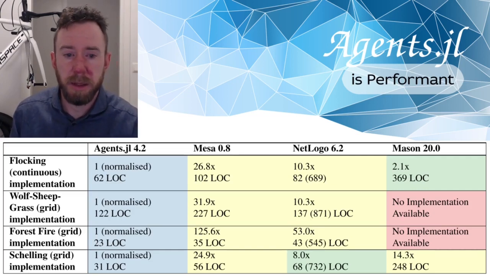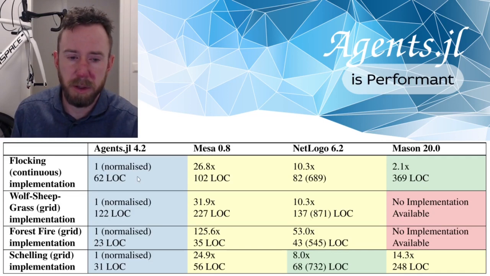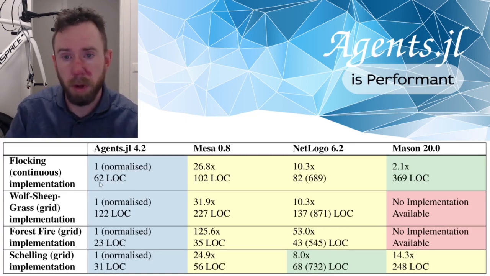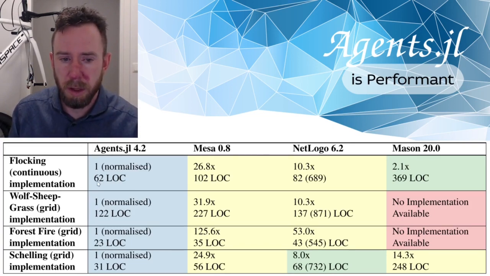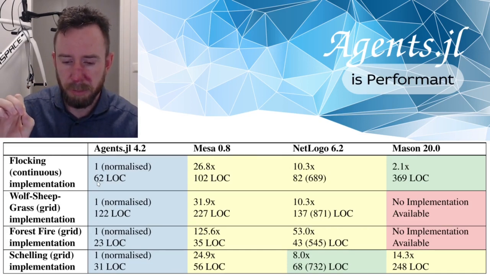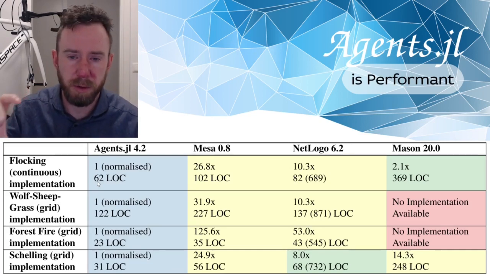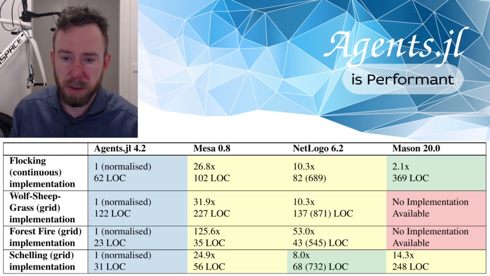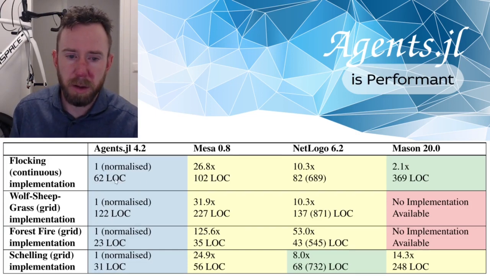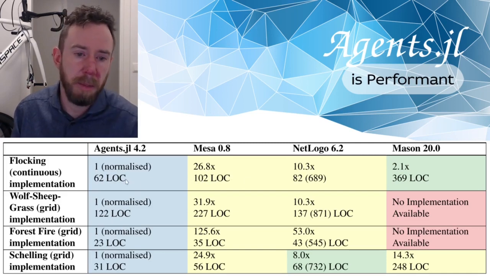So let me explain this table a little bit to you. LOC means lines of code. In this particular example, which is flocking, it's birds flying around and flocking together. Agents.jl can implement the very small, precise grammar that is used to talk about what flocking is, and it can do that in 62 lines of code. Now, there isn't any other framework that can actually match this, for example.